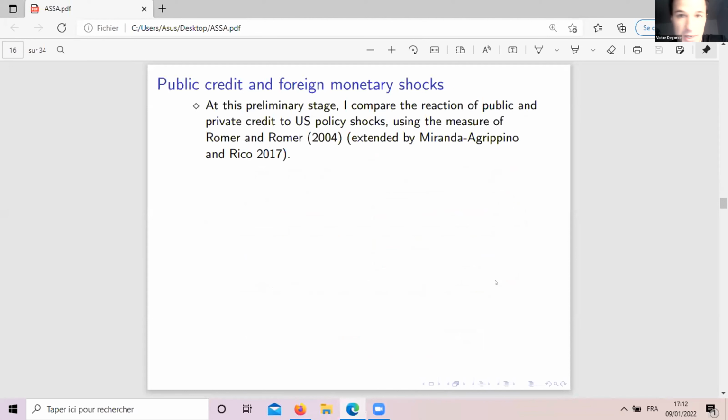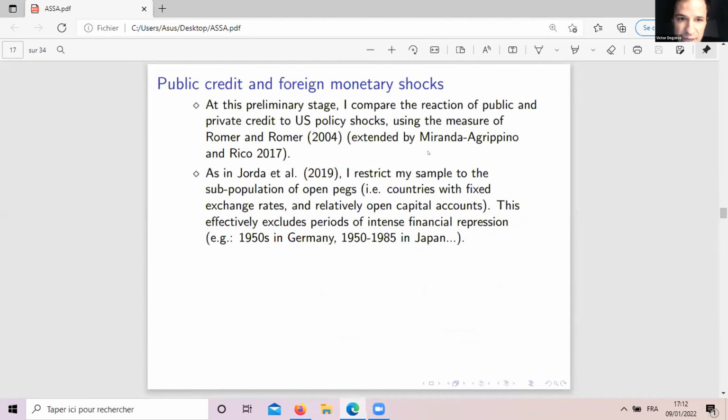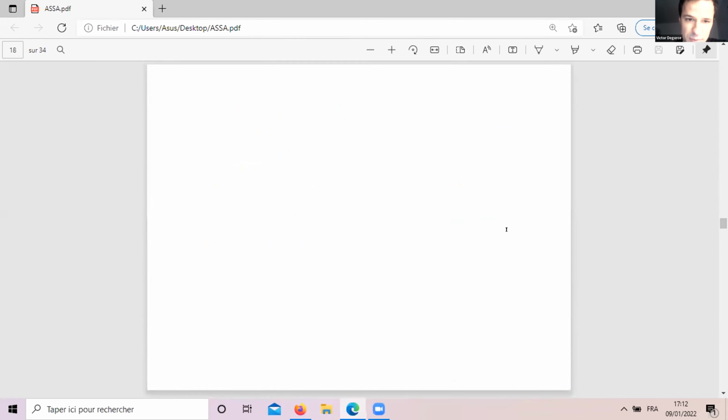At this preliminary stage, I compare the reaction of public and private credit to US policy shocks, and I use the measure of Romer and Romer, which was extended by Yeh and Agripino. I restrict my sample to the subpopulation of open pegs. Why do I do that? These are countries for which the interest rate pass-through is supposed to be significant. In other words, these are countries for which private credit is supposed to be very sensitive to what's going on in the US. This effectively excludes periods of intense financial repression, most of the 1950s in Germany and the pre-1985 period in Japan. So effectively, I'm focusing on the transition economies, the mixed economies.